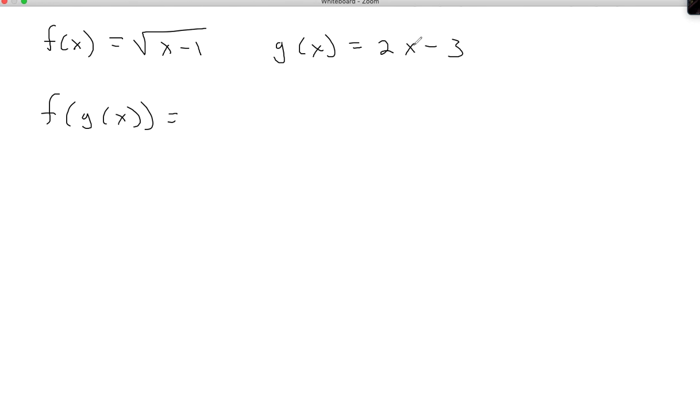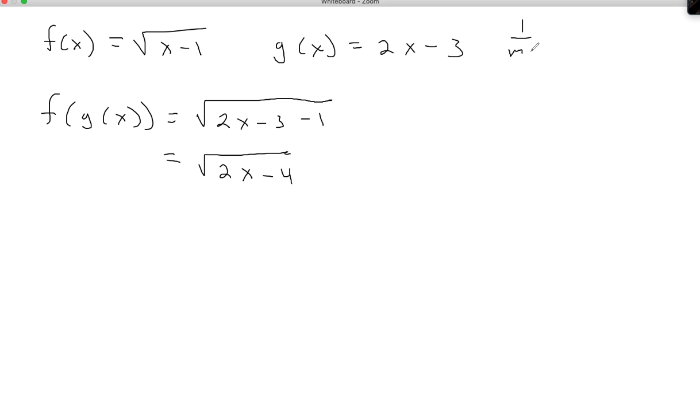So for here, we're going to take g of x and put it inside all the x's of f. So that would look like 2x minus 3, that's my new x, and then minus 1. And putting those together, I get 2x minus 4.